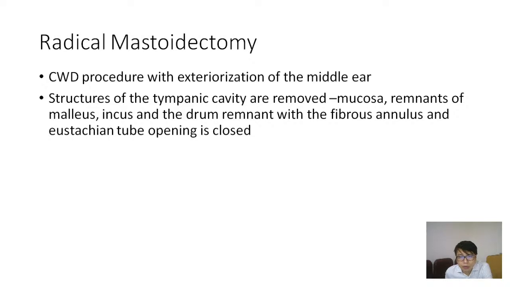Also we'll try to close the eustachian tube, because here we are trying to be safer than in the modified radical mastoidectomy, and we don't consider the hearing loss. So if we close the eustachian tube, and there is any infection in the paranasal sinuses or the nasopharynx, the ascending infection to the middle ear can be prevented.